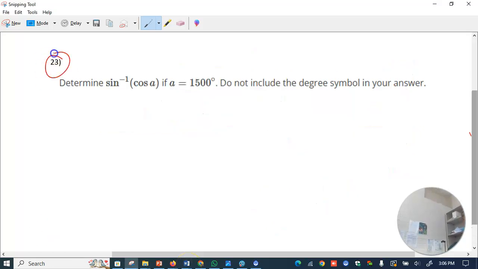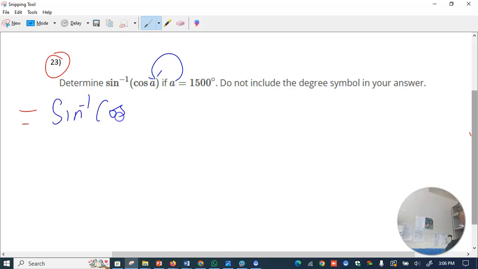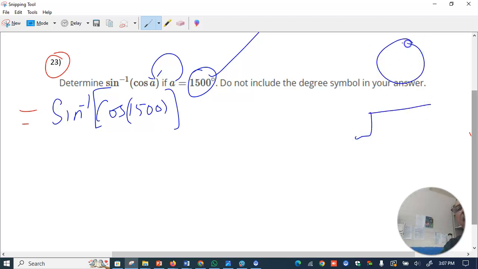First, question number 23. Let's write this as sine inverse of cosine of 1500. The first step is we need to know what the coterminal angle is for this, right? And 1500 is quite a big number. So the best way is, because all around is 360, we want to know how many 360s we have to check. I'll put 360 here and 1500.